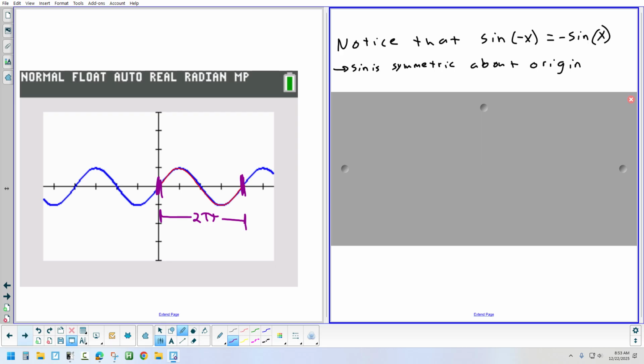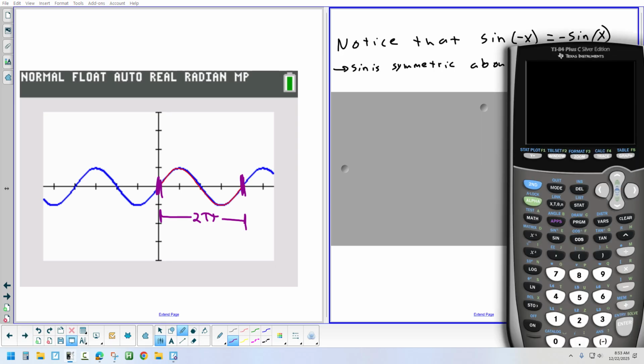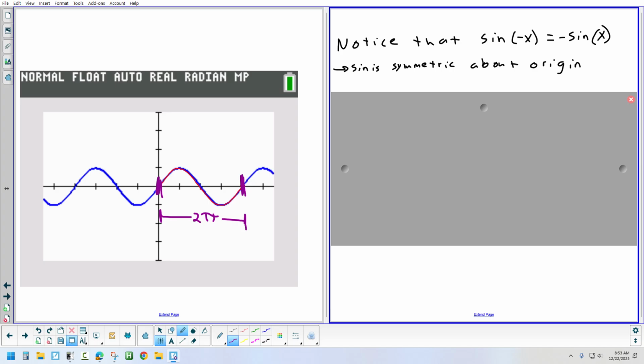So a couple things about the graph. That's the graph of sine, and that graph is symmetric over the origin. What that basically means is if you reflected it over the x and then over the y, it would look like the same thing.